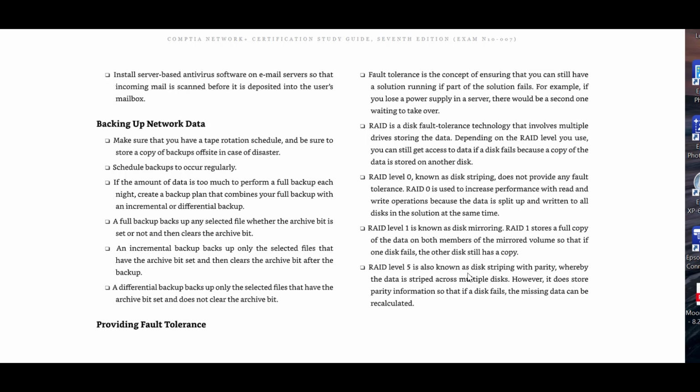RAID level 5 is also known as disk striping with parity, whereby the data is striped across multiple disks, and it has parity so that if a disk fails, the missing data can be replaced, rebuilt.